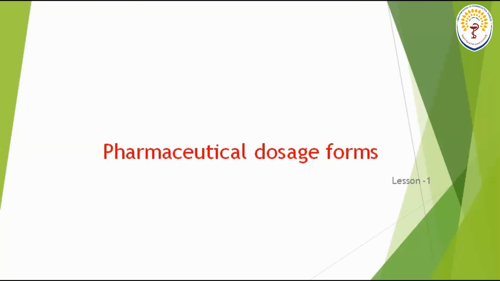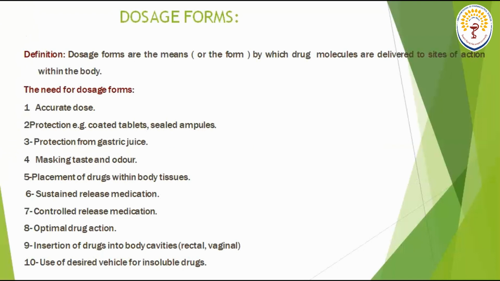So students, we will continue with lesson number 1, pharmaceutical dosage form. So at first, dosage form. Dosage forms are the means or form by which drug molecules are delivered to the site of action within the body. So medicines are administered in the human body through different routes of administration depending on the method of absorption required for their therapeutic effect. Medicines reach the target area to act through various types of dosage form.